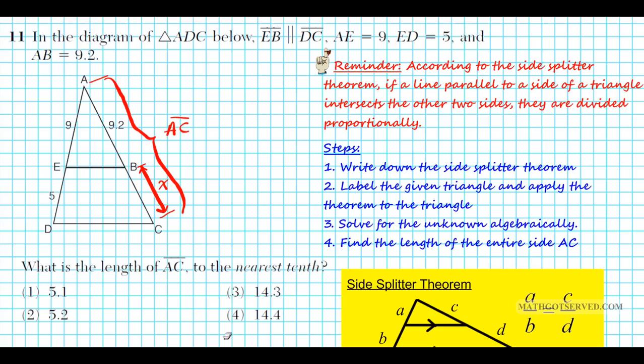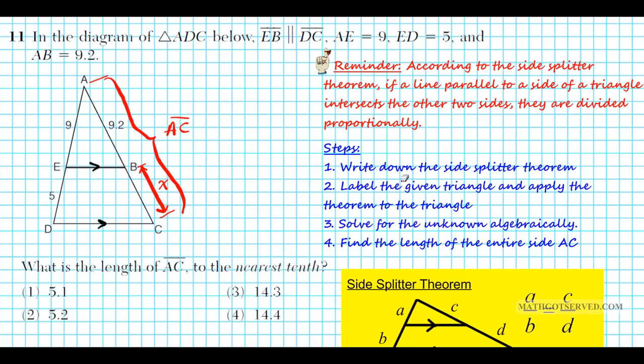All right, a quick reminder. According to the side splitter theorem, a theorem we're going to be using for this problem, if a line is parallel to a side of a triangle and intersects the other two sides, as we can see here, EB is parallel to this side DC, and it intersects the other two sides, then these two sides are divided proportionally. That is the side splitter theorem. That is what we're going to use for this problem.